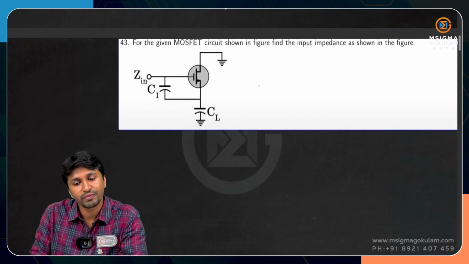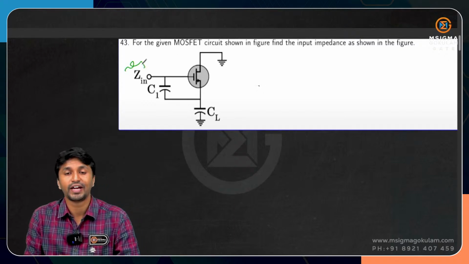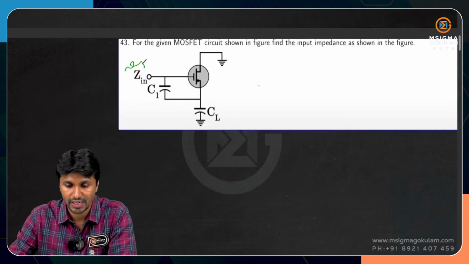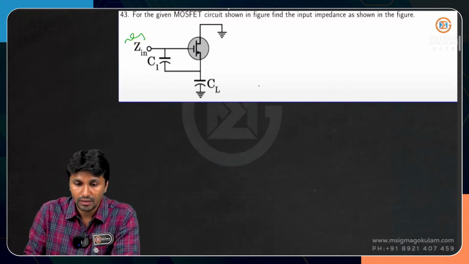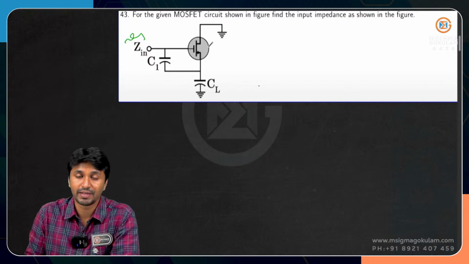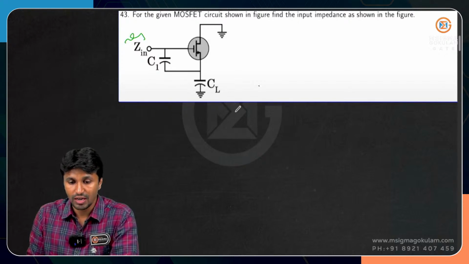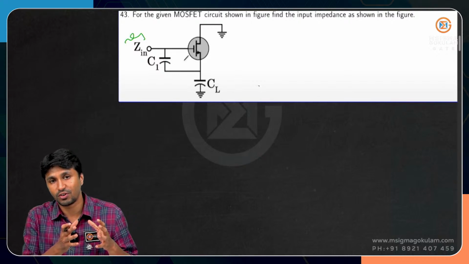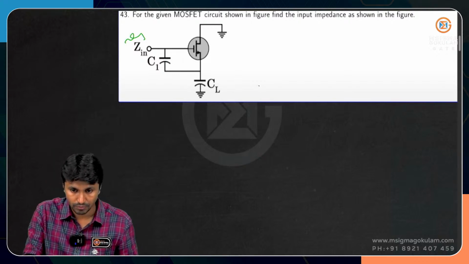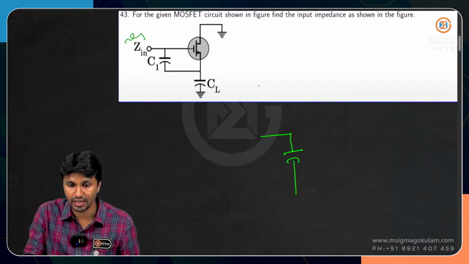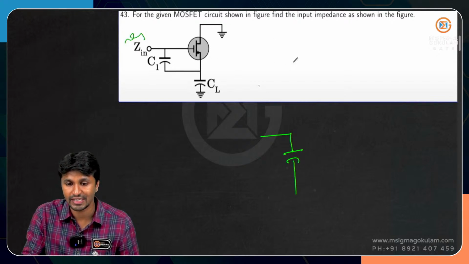Okay, input impedance, we know that this is a parameter which we find in AC analysis, right? And we know how to perform the AC analysis. So how will you do this one? All you have to do is replace this MOSFET with the AC equivalent. So what I'm going to do is transform this network: I'll replace the MOSFET with the AC equivalent.